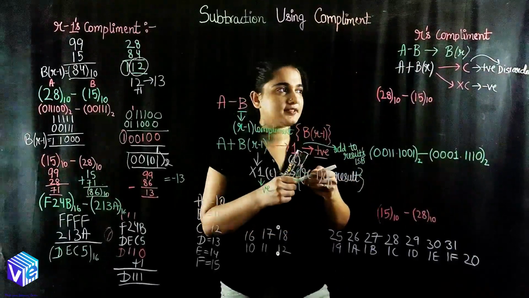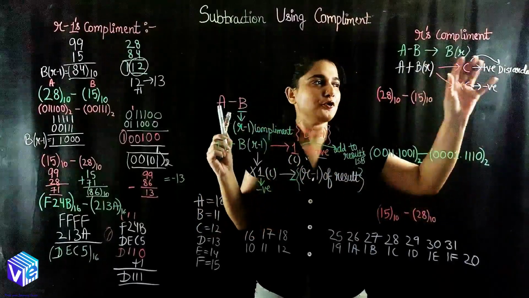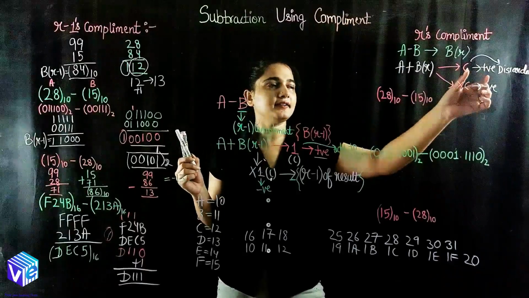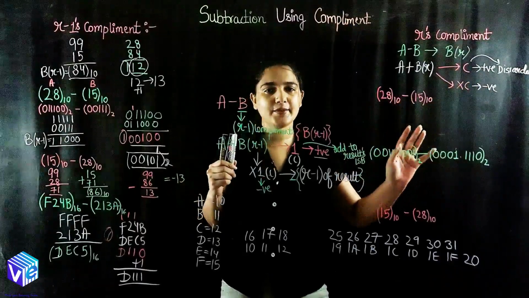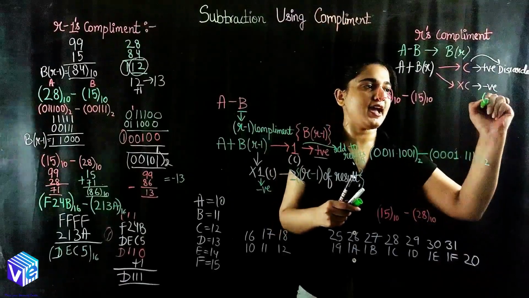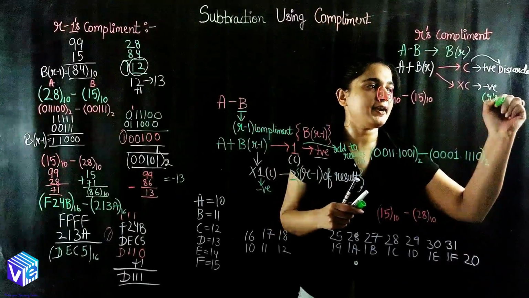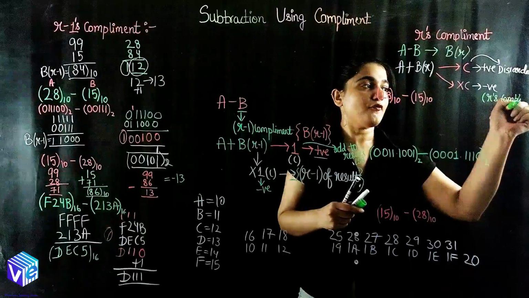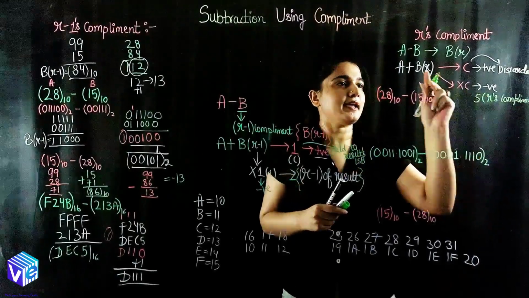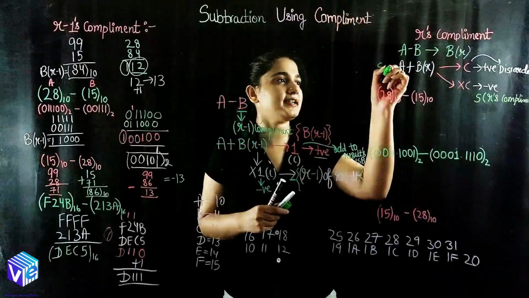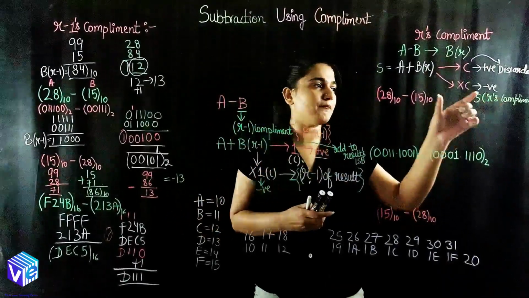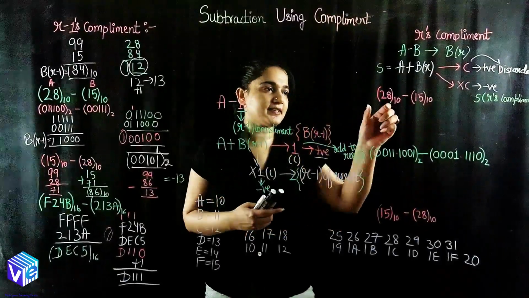Okay, so I hope this is clear. We now don't have to do anything with the carry. The carry is discarded. The final answer is the same as what we have computed. Now if the result is negative, we have to take the r's complement again. Of what? The r's complement of the sum of a plus br. If I represent s equal to a plus br, then I have to take the r's complement of the sum. So let's see some examples.